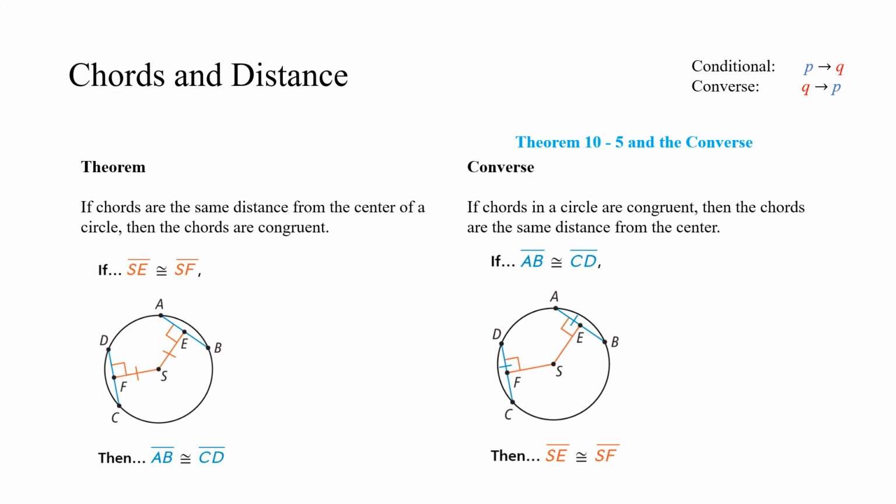And lastly, let's say that we have two chords, and those two chords are equidistant from the center, meaning that they're the same distance away from that point S. If that happens to be the case, then we can say that the two chords, AB and DC, are also congruent to each other. And then the converse also applies. Let's say that you know that AB is congruent to DC. That tells you that those two chords have to be the same distance away from the center.